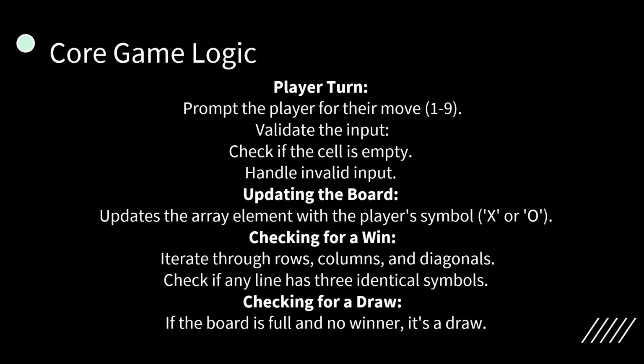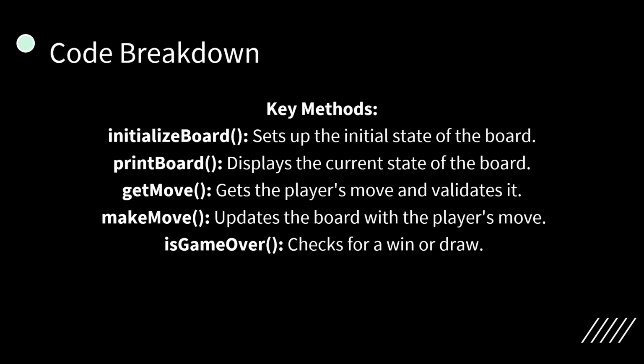The next core logic is updating the board. It will update the array elements with the player symbol, X or O, for the 2 players. Then it will check for a win. It will iterate through rows, columns, and diagonals, and check if any line has 3 identical symbols. If they have 3 identical symbols, then it's a win. Or checking for a draw: if the board is full and there is no winner, then it's a draw. Now let's move on to the next slide.